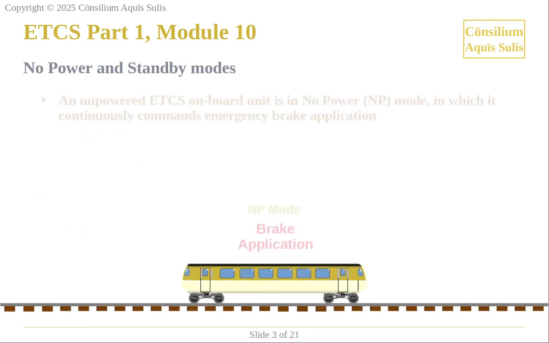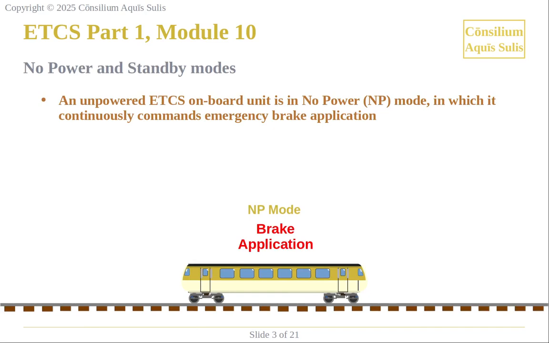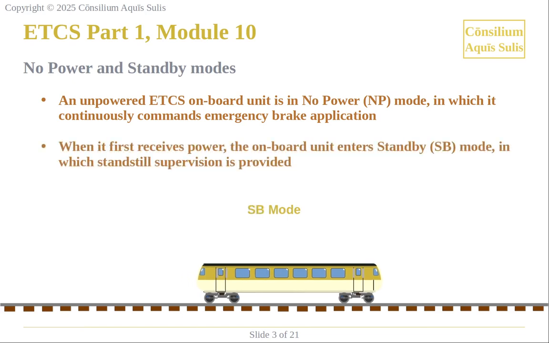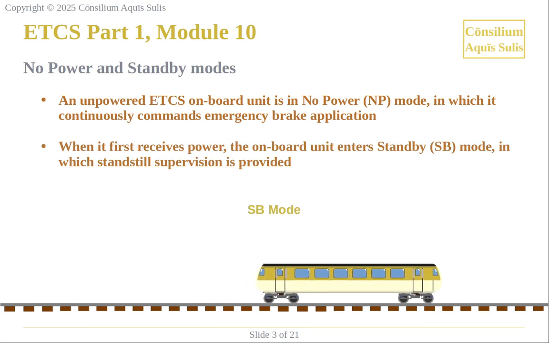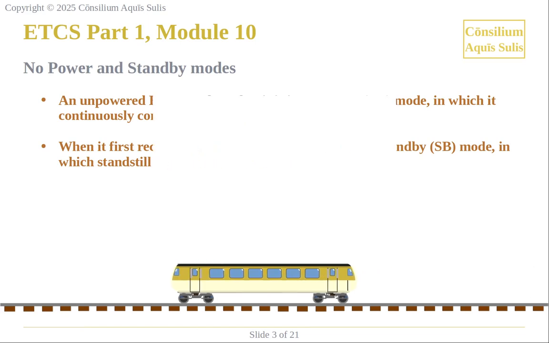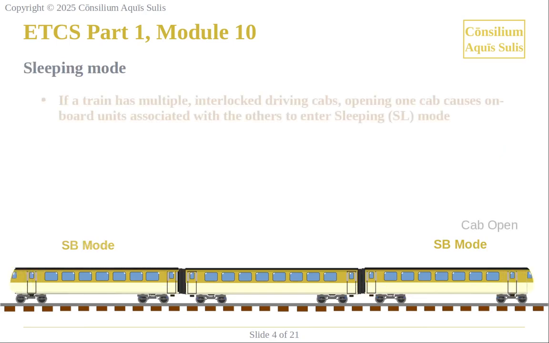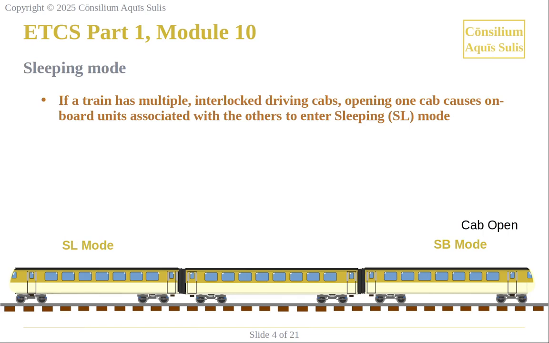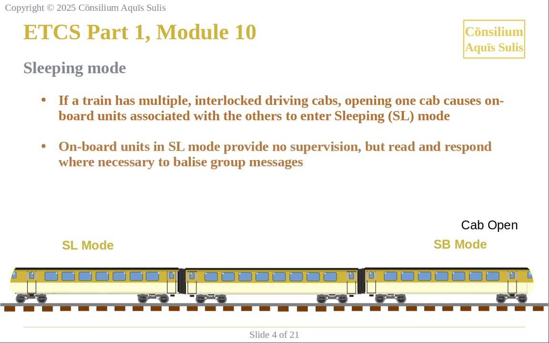An unpowered ETCS onboard unit is in no power mode, in which it continuously commands emergency brake application. When it first receives power, the onboard unit enters standby mode, in which standstill supervision is provided. If a train has multiple interlocked driving cabs, opening one cab causes onboard units associated with the others to enter sleeping mode. Onboard units in sleeping mode provide no supervision, but read and respond where necessary to Balise group messages.